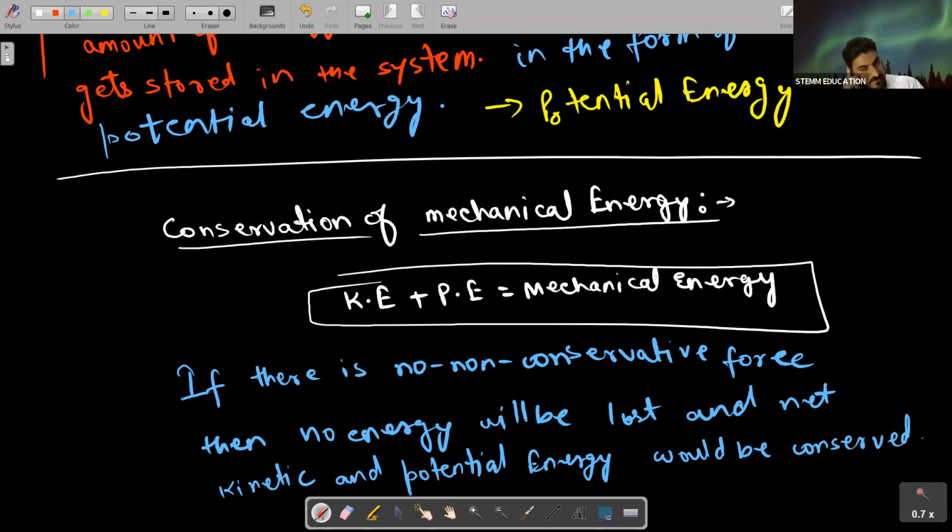So if there is not at all any dissipation of energy, then the whole of kinetic and potential energy summed together would be constant. Sometimes it might happen that kinetic energy would decrease, but an equal amount of potential energy would increase. I'll give you an example of it.